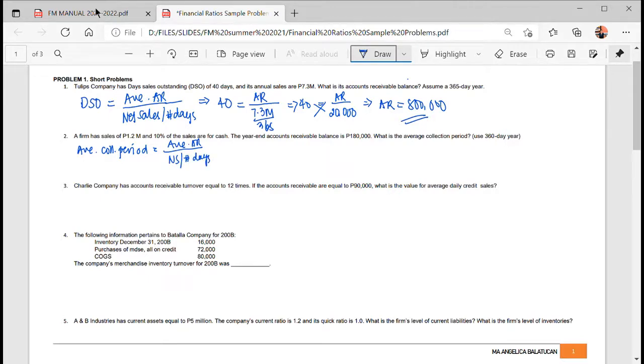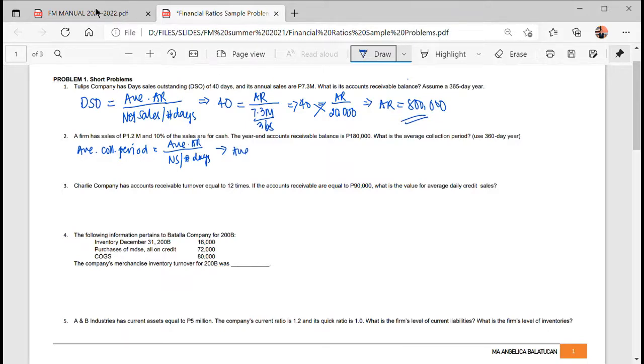Again, the formula that we're going to use for the problem depends on what is available in the given. If, for example, the receivable turnover is given, we can shortcut the process. But if the available data can fill in the components of a certain formula, then you can use that formula. For this one, we are given net sales, the number of days, and the AR. So then we can use this formula. Okay, so next, let's compute. Average collection period, or this is your day sales outstanding.